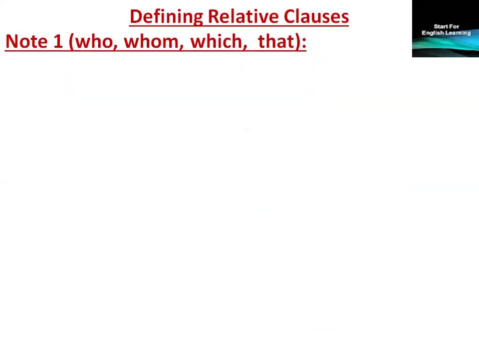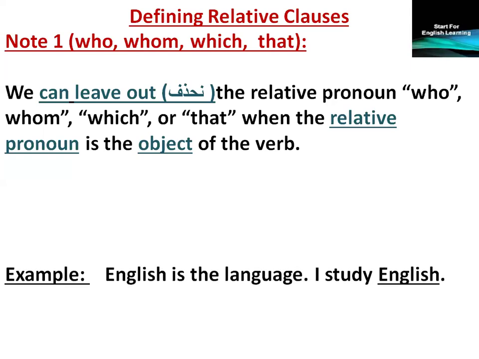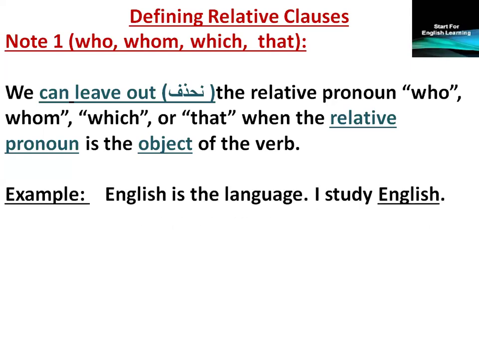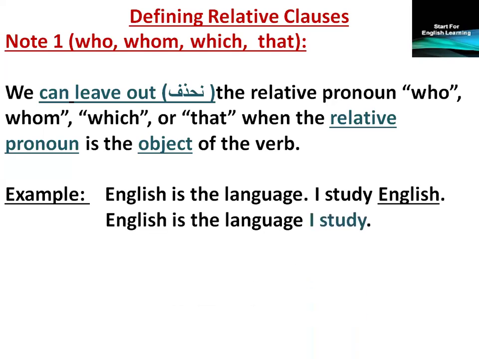Note 1: who, whom, which, that. We can leave out the relative pronoun who, whom, which, or that when the relative pronoun is the object of the verb. Example: English is the language. I study English. English is the language I study, without which or that. This is a correct sentence.